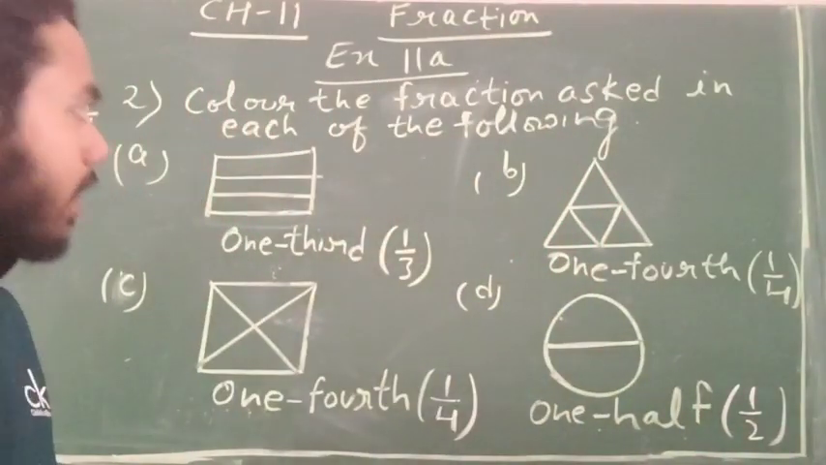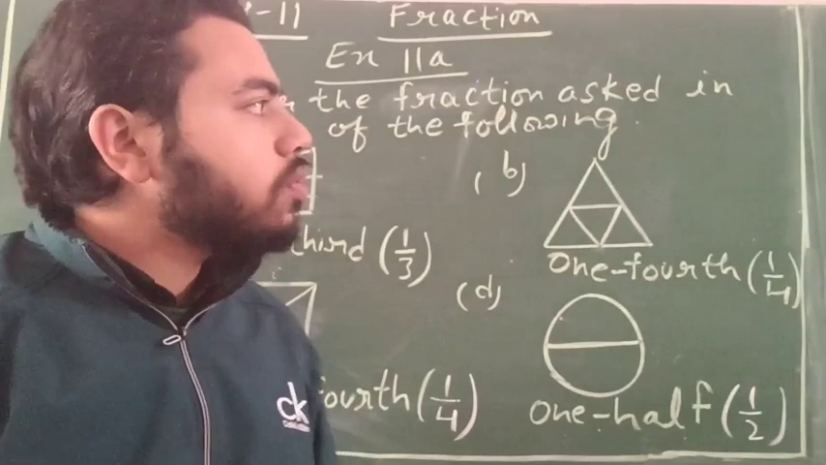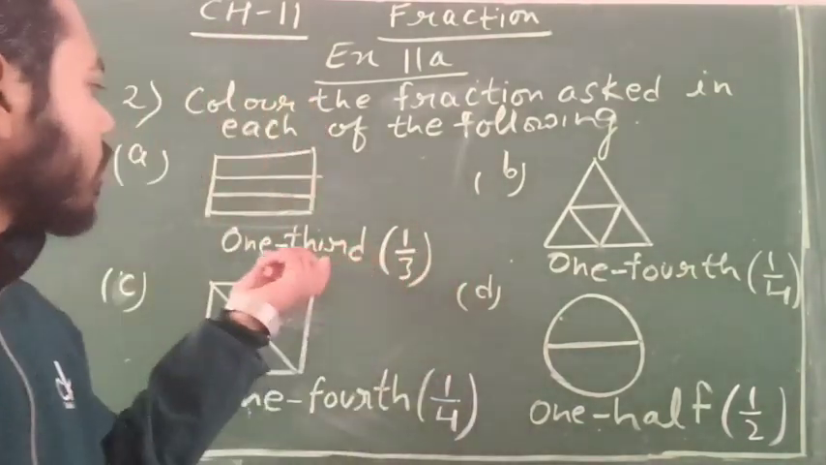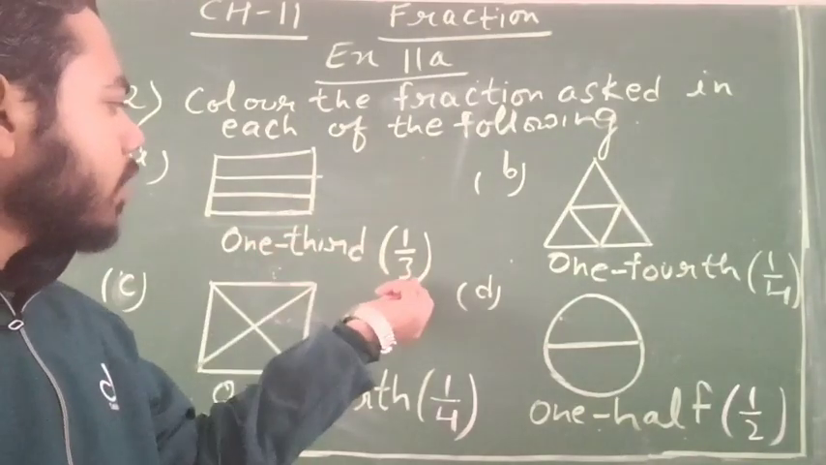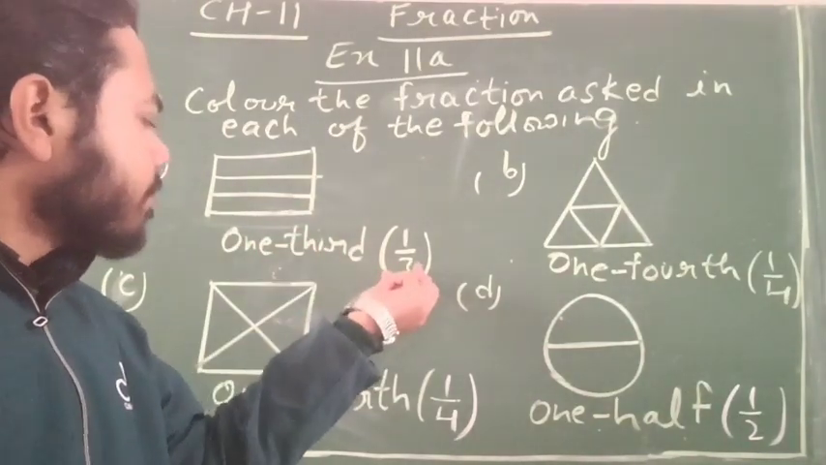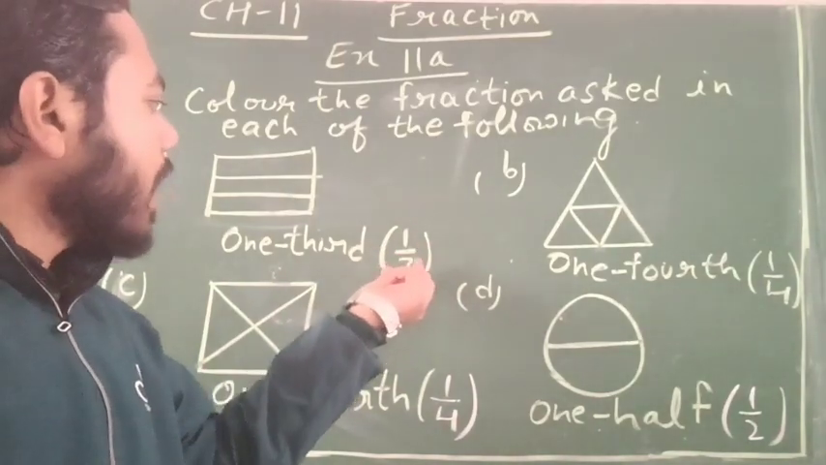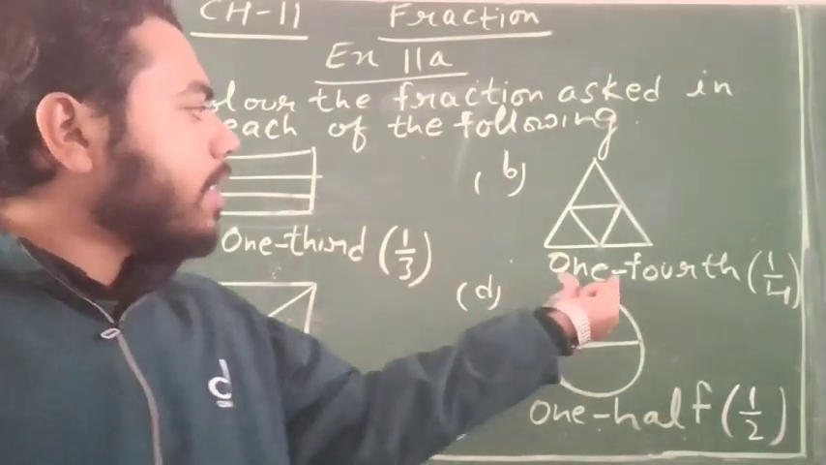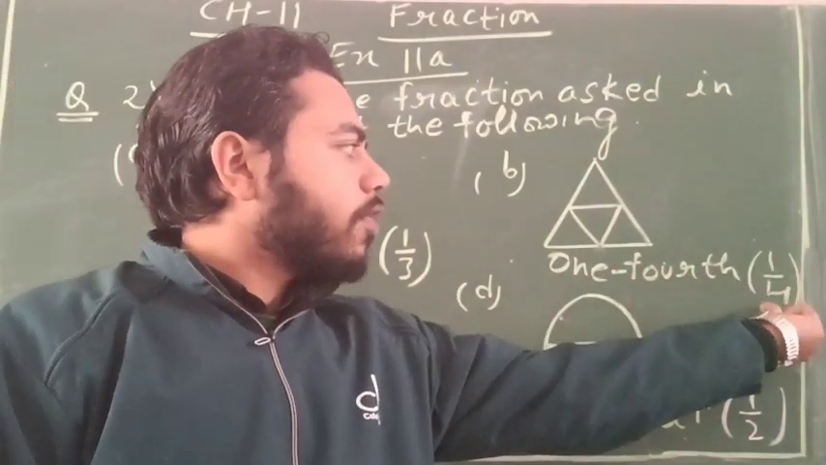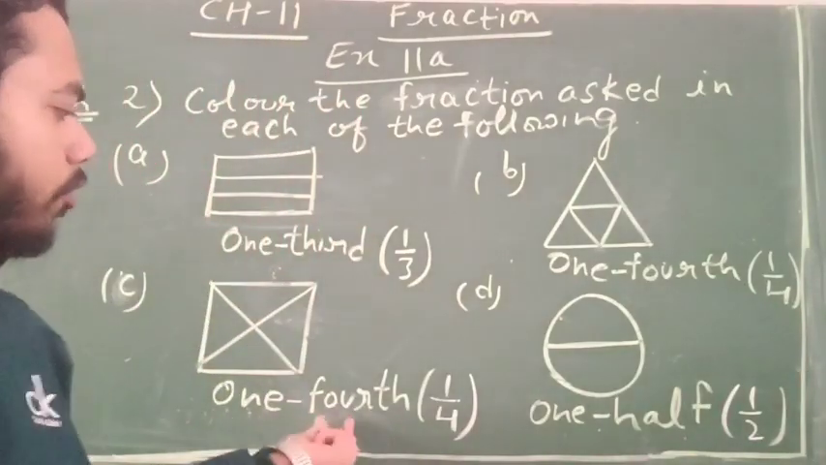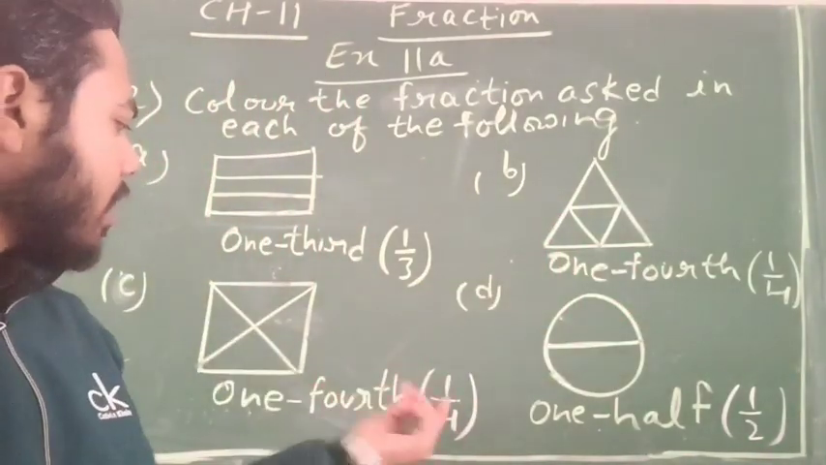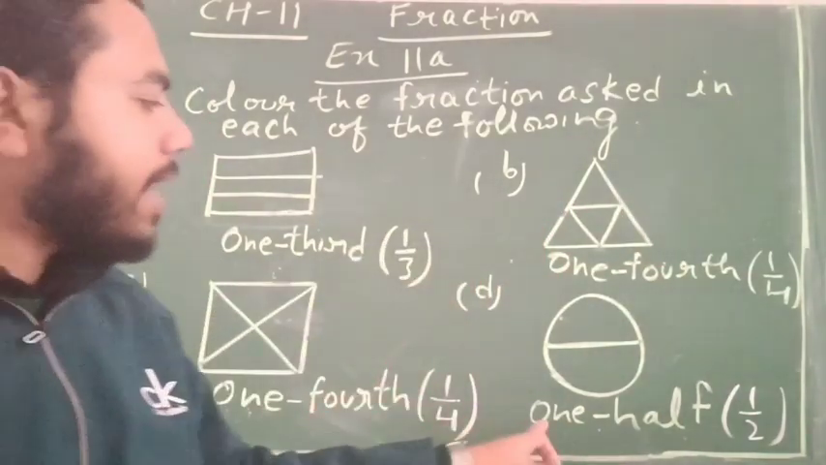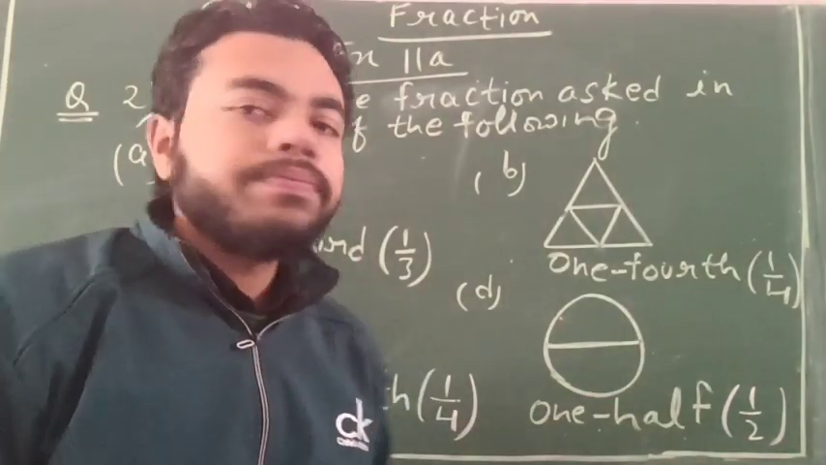So in previous classes I explained how to read and write the given fraction. Here the fraction was written in words, so I explained how to read it and how to write it in numerical. Here is 1/3 in numerical, here 1/4, and here 1/4 again, the same. In these two figures you have to represent 1/4, and in this one 1/2.